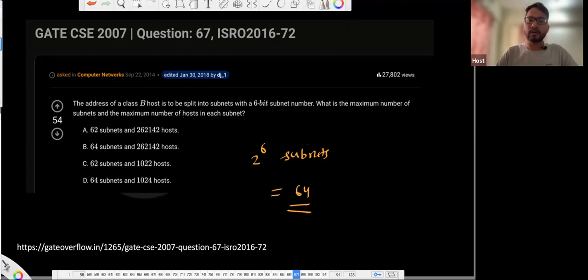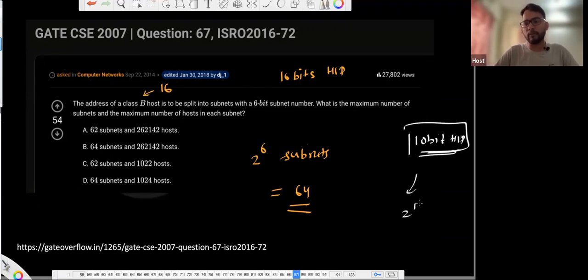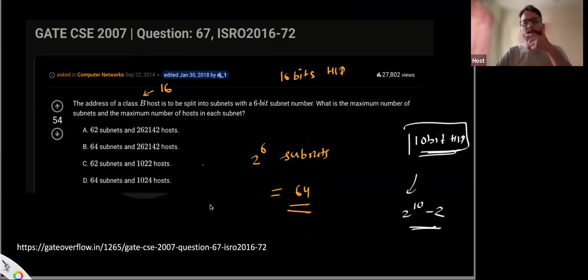Okay. So it is class B, which means 16 bits are fixed. From the remaining 16 bits, which are your host ID, you have taken 6 bits for the subnet. So 10 bits are remaining for host ID, right? Which means 2 power 10 minus 2, which is 1022, right?